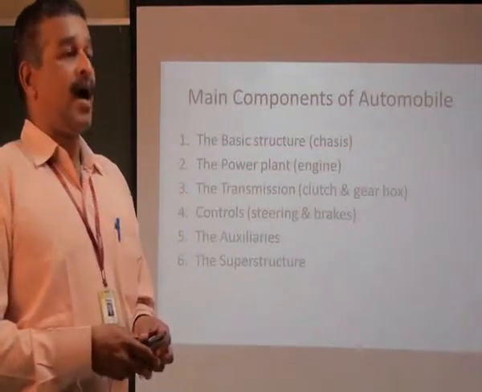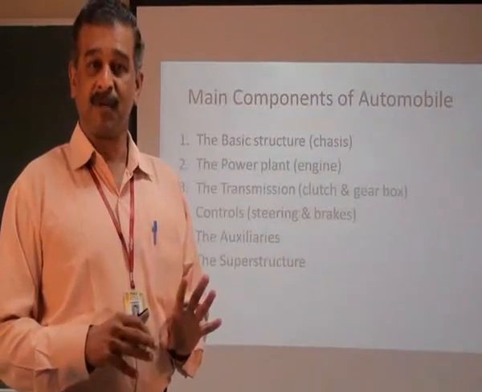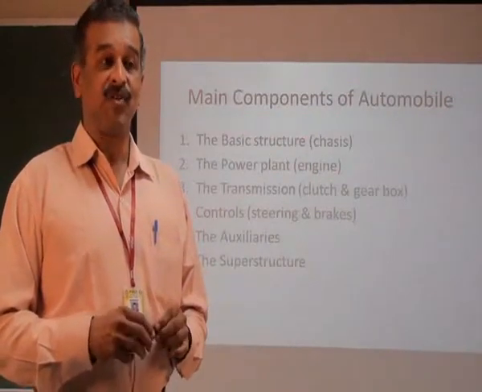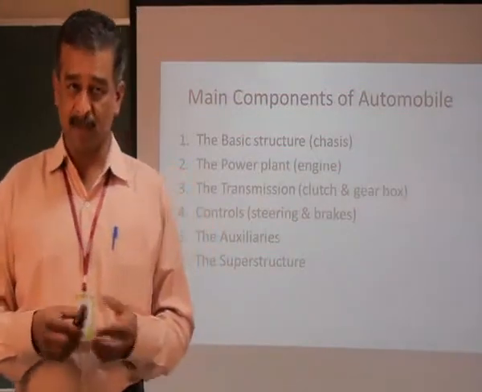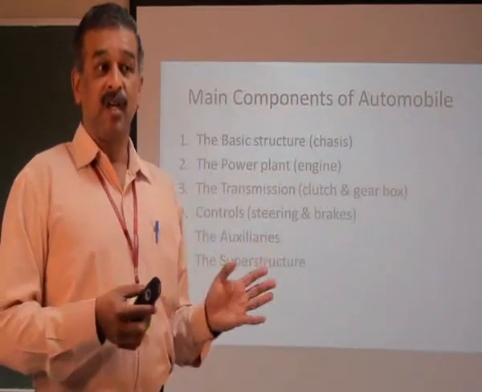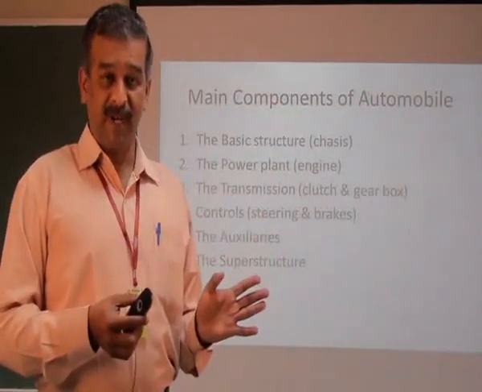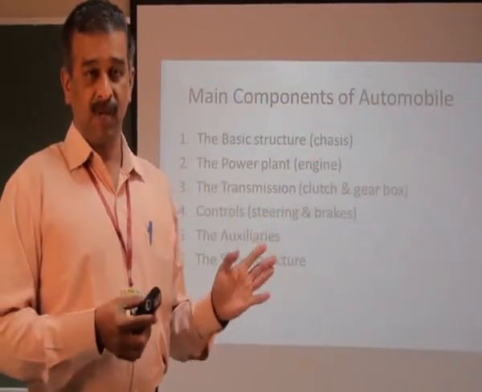Then an automobile cannot run just like that. It will run, no problem. But we should have control over that automobile. If you don't have control over it, it may meet with an accident. So we need some controls over the automobile. We have two major controls. I am talking about the major controls.